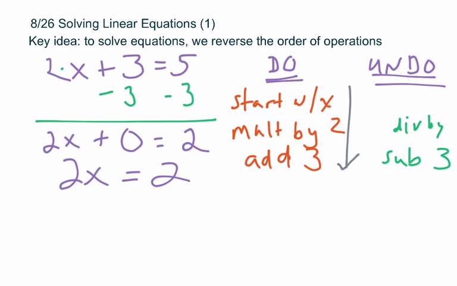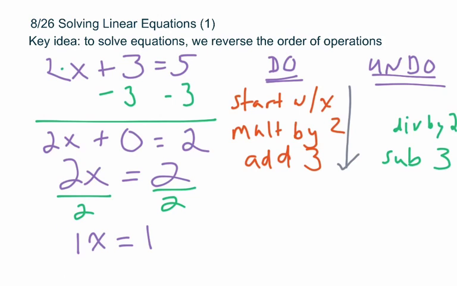I don't know if I can fit that in there, but divide by 2. I'm going to undo that multiplication by division, and that's why we put the division symbol as the fraction bar. And we do the same thing to both sides because we want to keep it balanced. Whatever I do to the left, I have to do to the right. Otherwise, they won't be equal anymore. So what is 2 divided by 2, or 2 times 1/2? That is equal to 1.